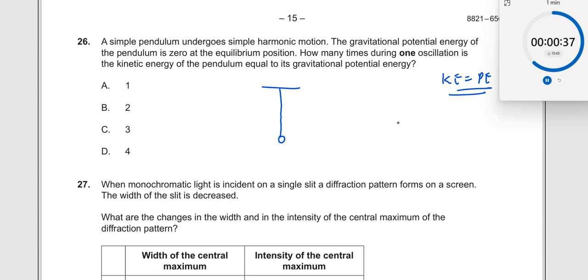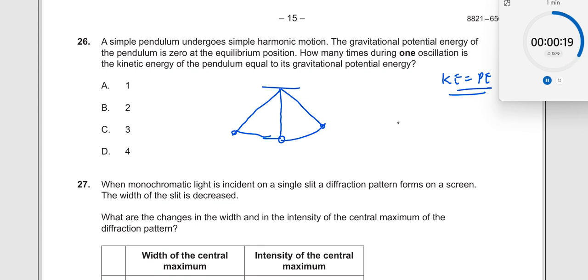Okay, so what happens to the pendulum? During one full cycle it goes like this, goes to this extreme, comes back here, once again goes here and comes back over here, right? Now, how many different places can we have the same gravitational potential energy?